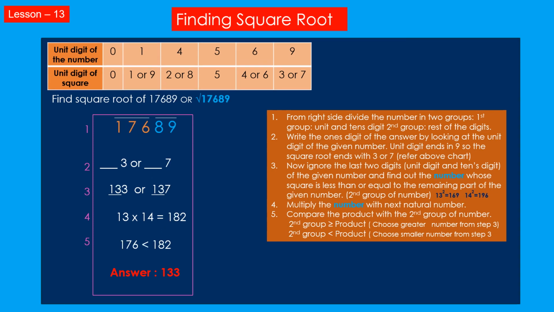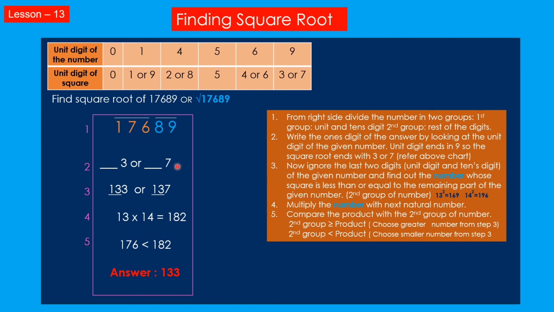We will take another example. Find the square root of 17689. The first step: from the right side, divide the number into two groups. The first group is your unit and tens digits, and the second group is the rest of the digits. So the first group is 8 and 9, and the rest of the digits are 176. Second step: how do you find the unit digit of your answer?